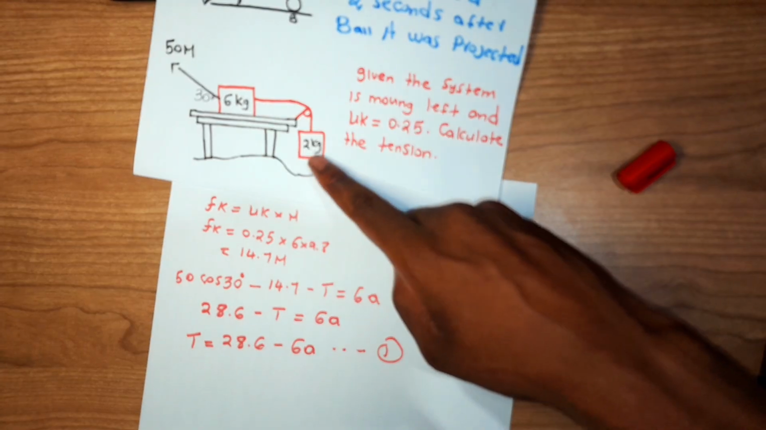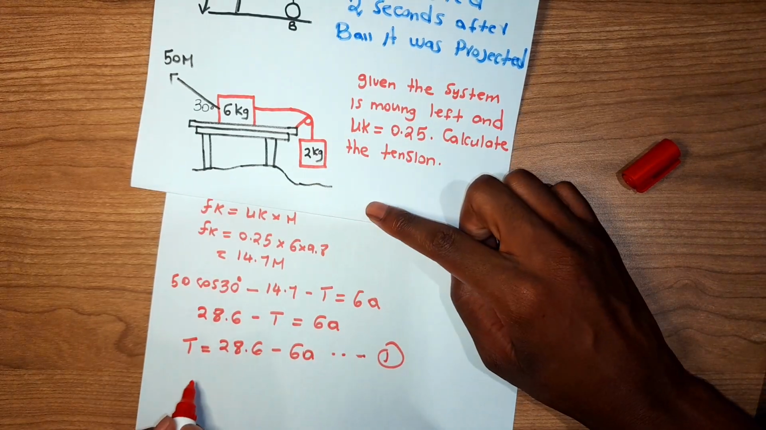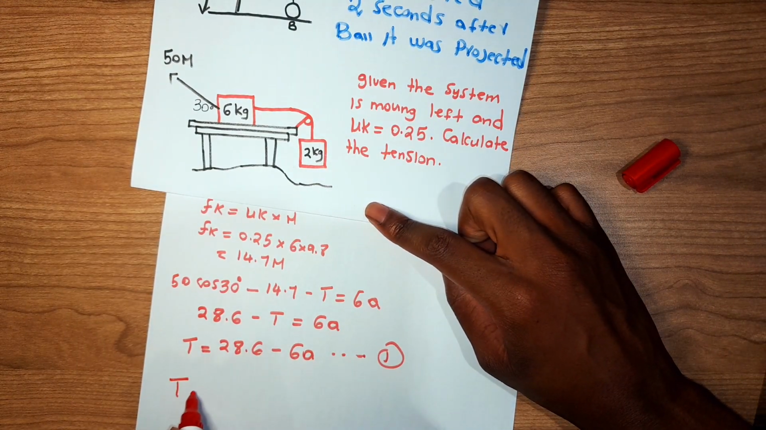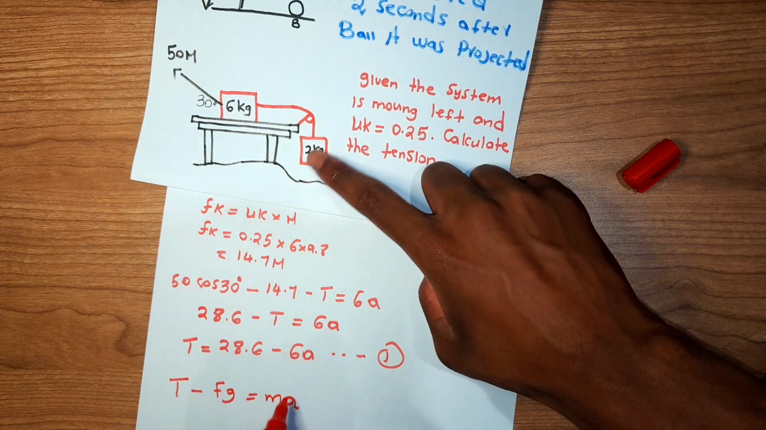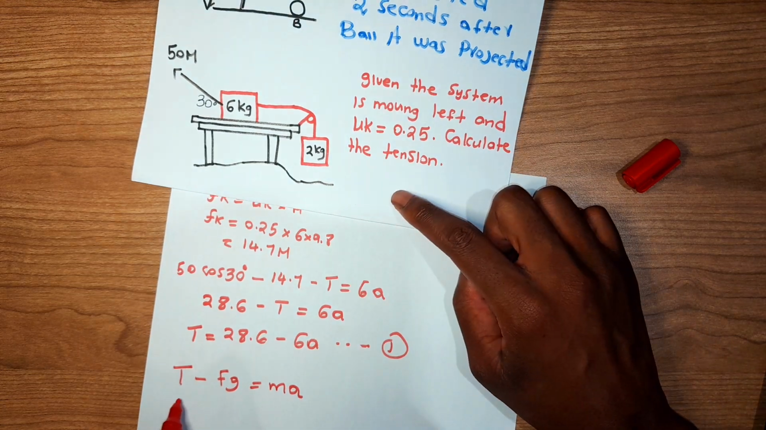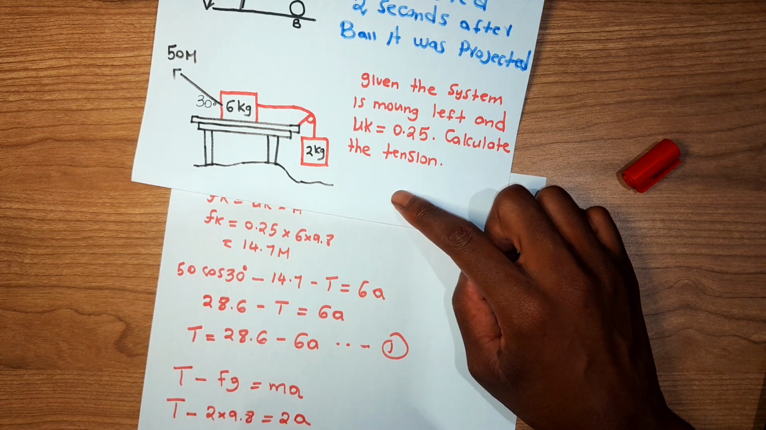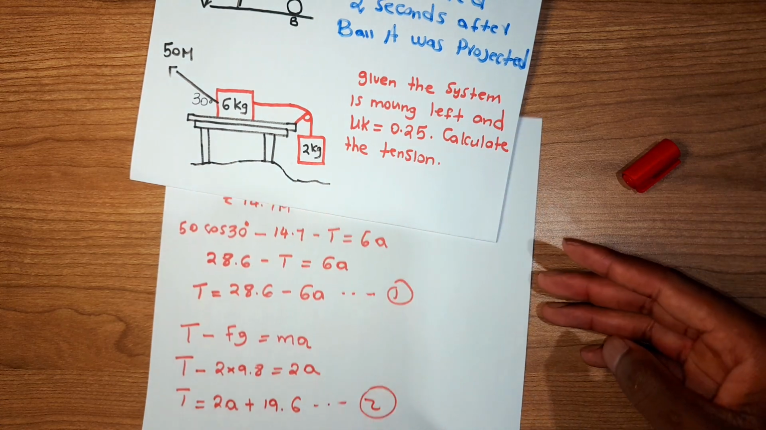Now let's actually look at this block. We're going to have t minus fg equals ma, because there's gravity that's pulling this one down. So we want to find t minus fg, which is 2 times 9.8, that equals 2a. So t equals 2a plus 19.6. This is going to be equation number 2, right?